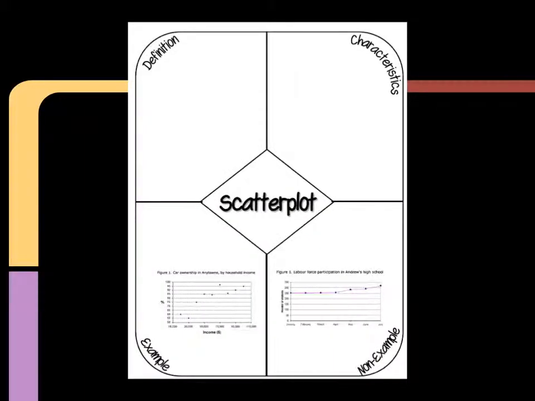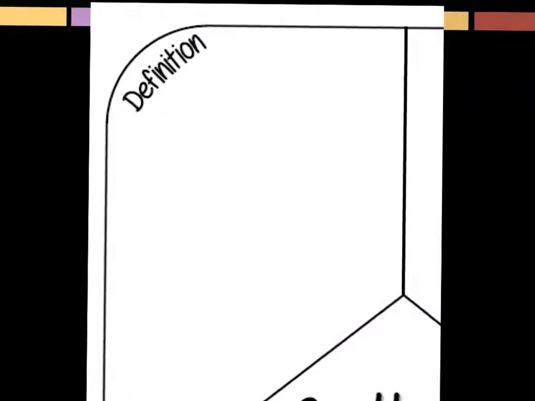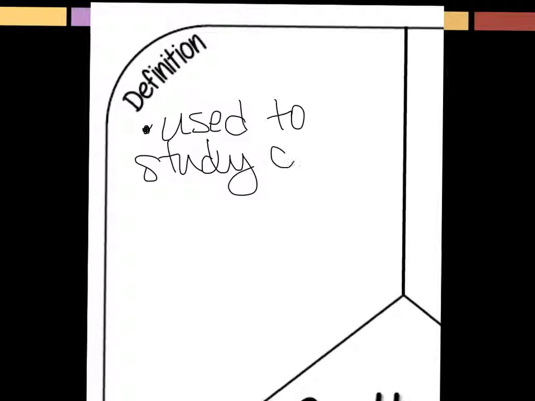You're looking at the page, it looks like this. It has scatter plot in the middle. We're going to look at some definitions and characteristics, and then we're going to do some examples and non-examples. Looking at the top left corner, we're going to look at the definition. A scatter plot is a type of graph that is used to study relationships or correlations between two variables. So the first thing we want to know is that this is used to study correlations. And a correlation is just a relationship.